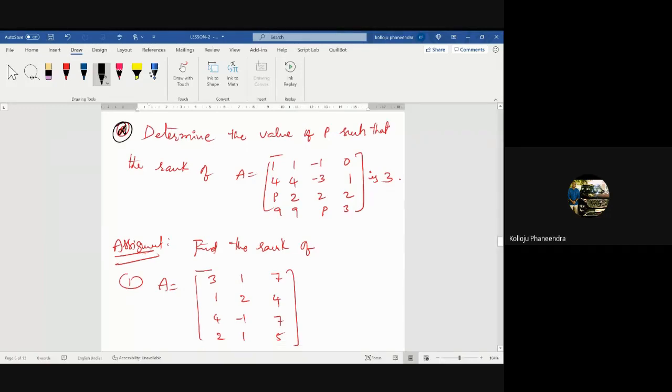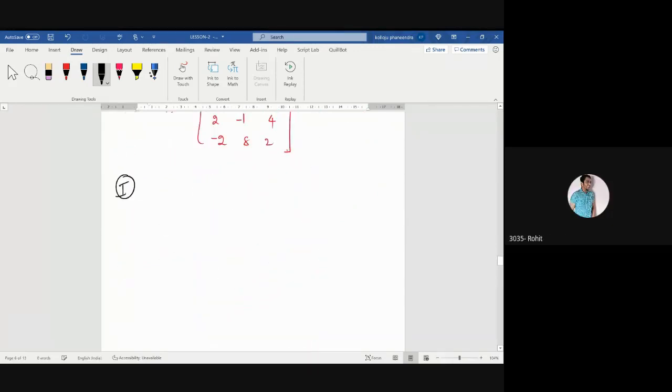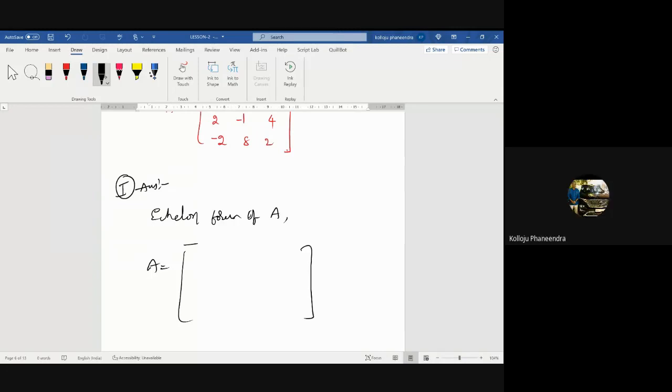For this answer, I am taking this problem, something Roman 1. Sir, we'll convert that into echelon form. Okay. Echelon form of A. What is that A? First, we'll make the first column 0, 0, 0. Shall I do 1, 1, negative 1, 0?